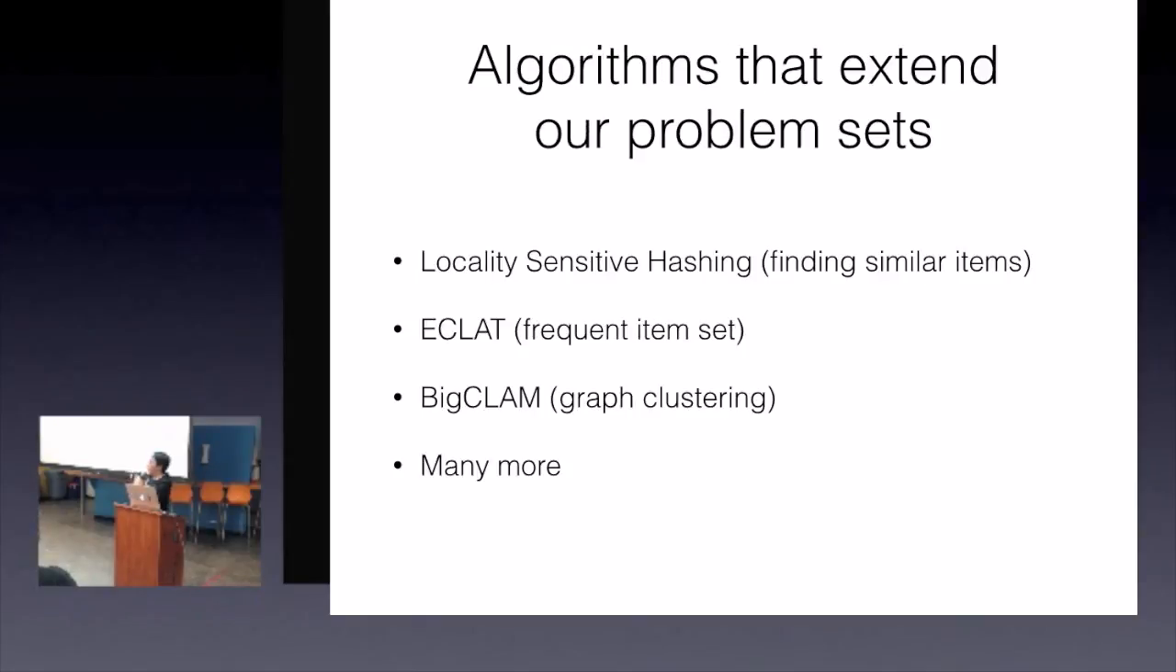Furthermore, if you have a good algorithm, you can extend your problem set as well. For example, the highlights that I found extremely interesting are locality-sensitive hashing, which can find similar items, which is normally really hard to compute. ECLAT is a vertical format algorithm that can solve the frequent item set problem. A frequent item set is, say you have a market basket, and each of the baskets has several items you purchased.